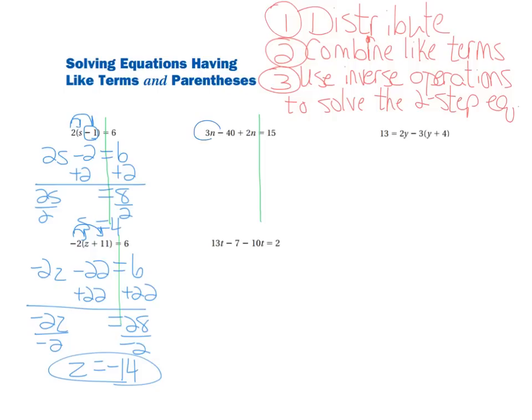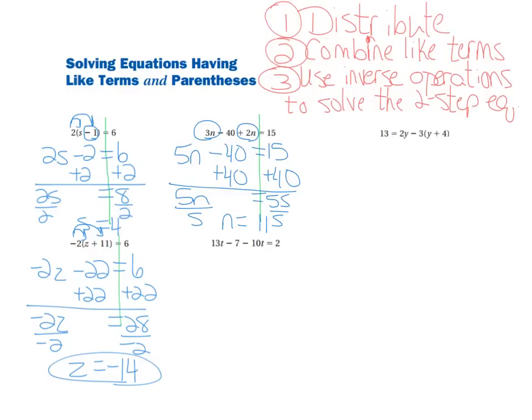I look for like terms. I have a 3n, I have a 2n. 3n plus 2n is 5n. I bring down the minus 40. Bring down my equals, bring down the 15. It's now a two-step equation. Finish it up. Add 40 to both sides. 5n equals 55. Divide both sides by 5, and n equals 11.